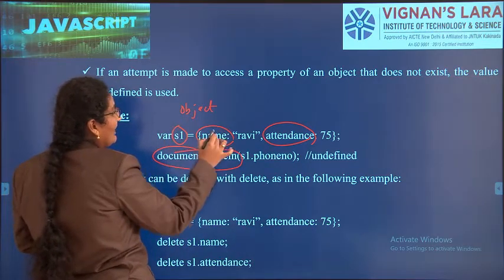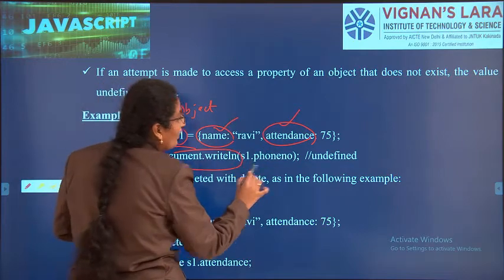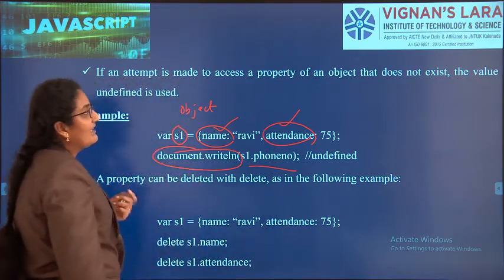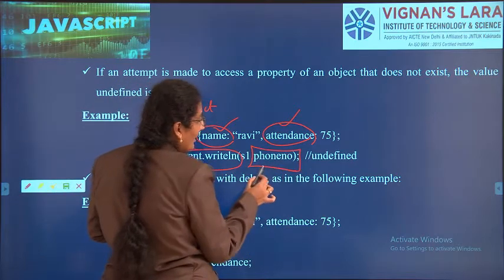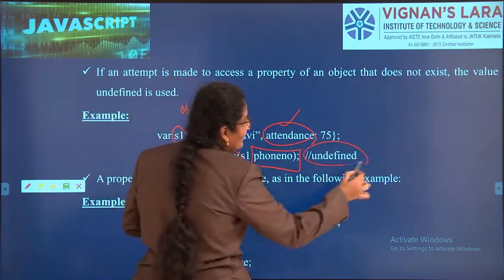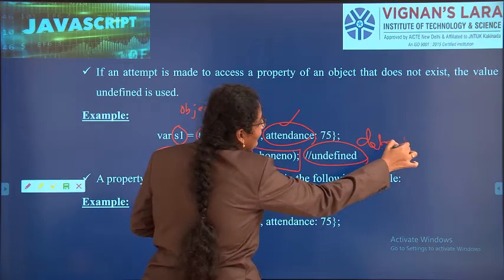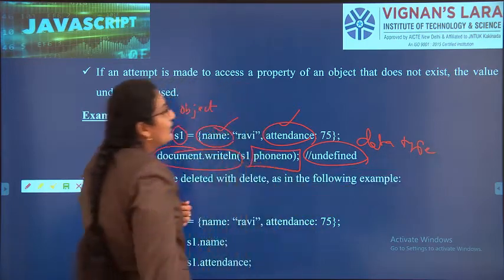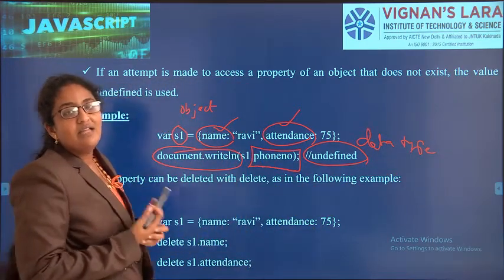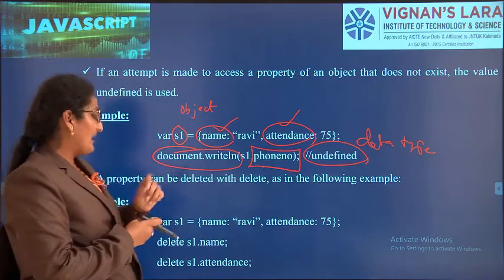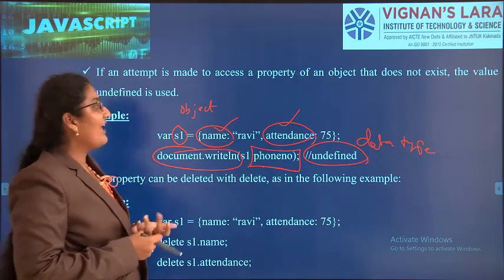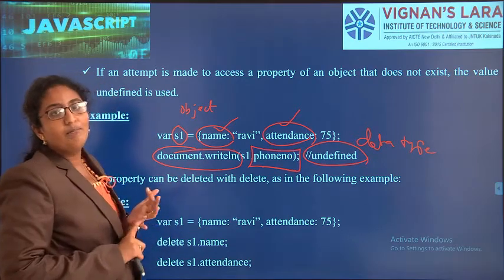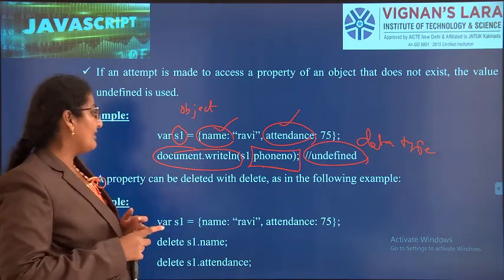For this object we have only name and attendance, but I want phone number. According to our data types in JavaScript, if we don't define the phone number and we want that, then it is called the undefined data type. If you go back to the previous classes, you will understand what the data types are. So what data types do we have? Number, string, array, boolean, null, undefined, these are all the data types.